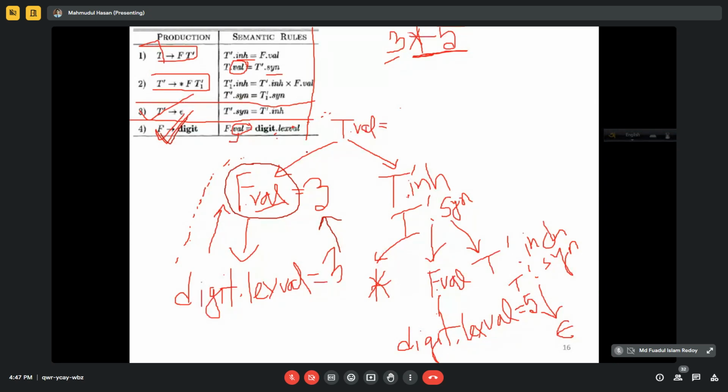So now you need to go to this portion, because T dot value is a synthesized attribute. And if you think about a synthesized attribute, obviously the child value should already be calculated. If the child value is not calculated yet, it is not possible to calculate the parent value in case of synthesized.